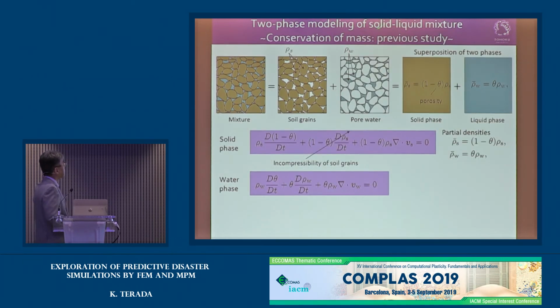In the two-phase modeling of the solid-fluid mixture, we usually assume that this mixture is composed of soil grains and pore water like this. Then, as usual, we apply the mixture theory to combine the governing equations with these partial densities. These are the equations of conservation of mass for the solid phase and water phase. For the solid phase, we usually assume incompressibility of soil grains, so we can delete this term.